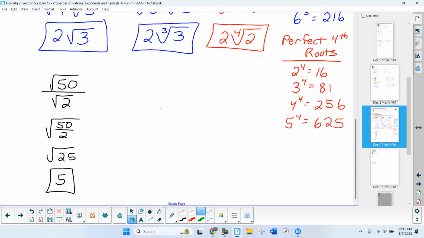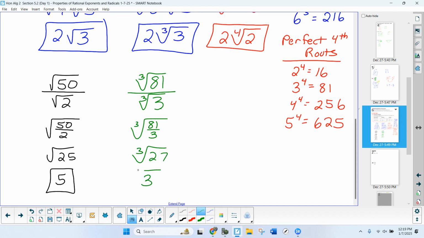What if I give you cube root of 81 over the cube root of 3? Can I apply those same principles? Yes. Since it's both cube root, that's the cube root of 81 over 3. What's 81 divided by 3? 27. What's the cube root of 27? 3. Fun stuff.